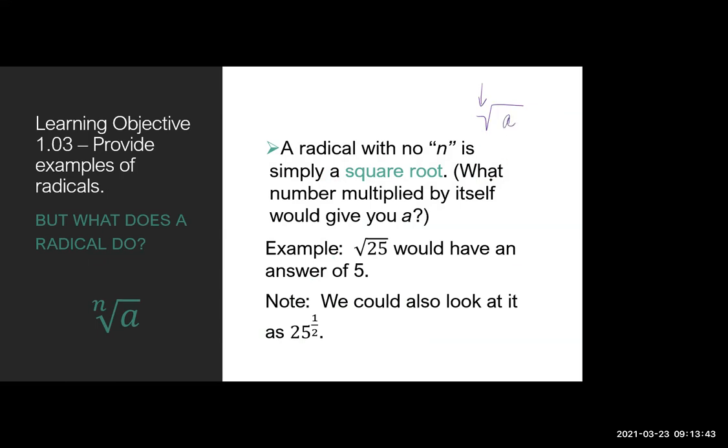So for instance, if we don't have an index, there's no number here, we have the square root of 25, and that would mean, okay, what number times itself gives us 25? That, of course, would be 5. Now, another way we could write that is to write 25 to the 1/2 power. That 1/2 power actually means square root. So again, lots of different terminologies, lots of different notations that mean the same thing for us. Just a side note, if you have a radical where there's no index, that is called a square root.